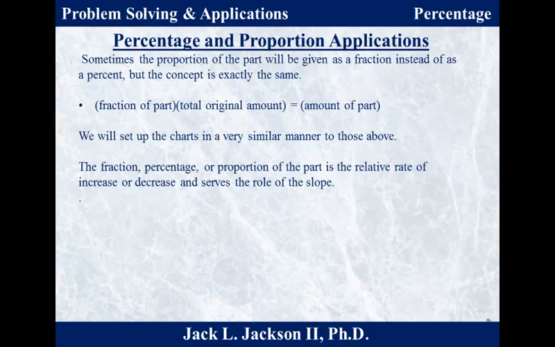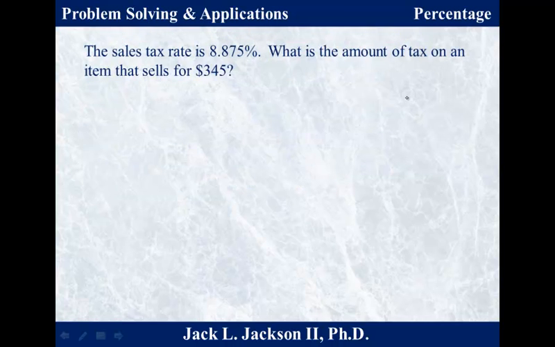The charts here are going to be very similar to the ones we saw in the last video. So you'll have your first column for the names of your categories. Your second column will be what's going to serve as the slope, which in this case is the percentage or proportion or fraction. The next column is going to be the total original amount, and then the last, you multiply those two columns together to get the last column, which is the amount of the part that we're interested in. So the fraction, percentage, or proportion is the relative rate of increase or decrease, and it will serve the role as a slope in these basic applications.